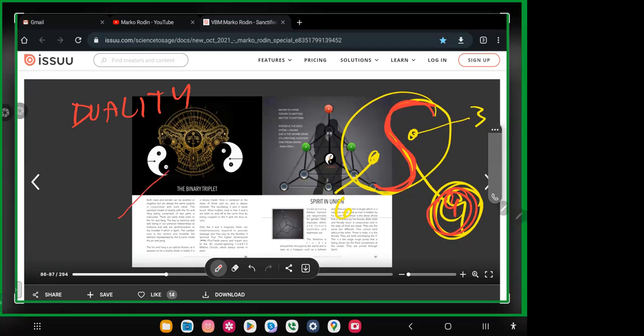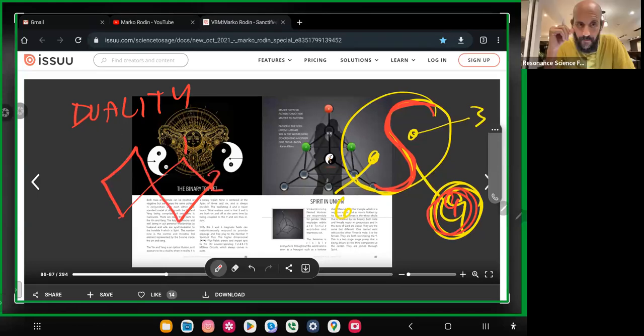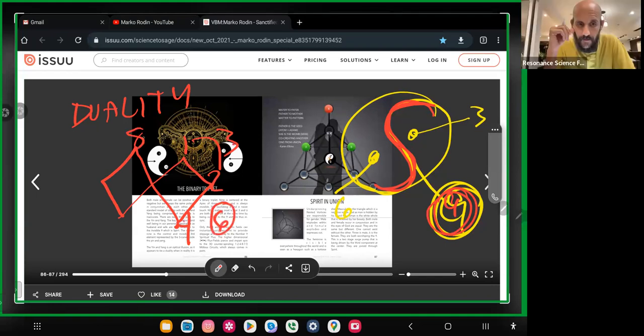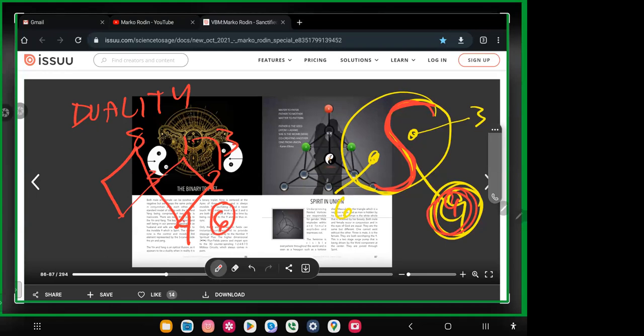The proof is that the binary code is always making 3 or 6. 1 plus 2 equals 3. 2 plus 4 equals 6. 4 plus 8 is 12, which is 3. 8 plus 7 is 15, which is 6. 7 plus 5 is 12, which is 3. 5 and 1 is 6. It's always 3, 6, 3, 6.